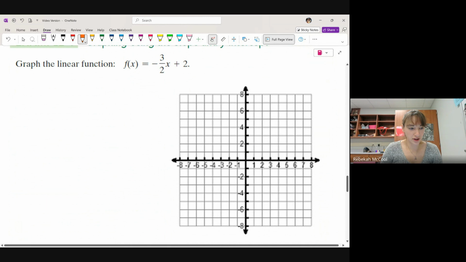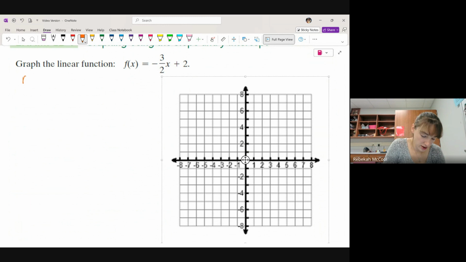So let's say we want to graph this function. F of x is -3 halves x plus 2. Our slope is that coefficient in front of x, and our y-intercept is the coordinate (0, 2). That's where we're always going to start, with that y-intercept point.